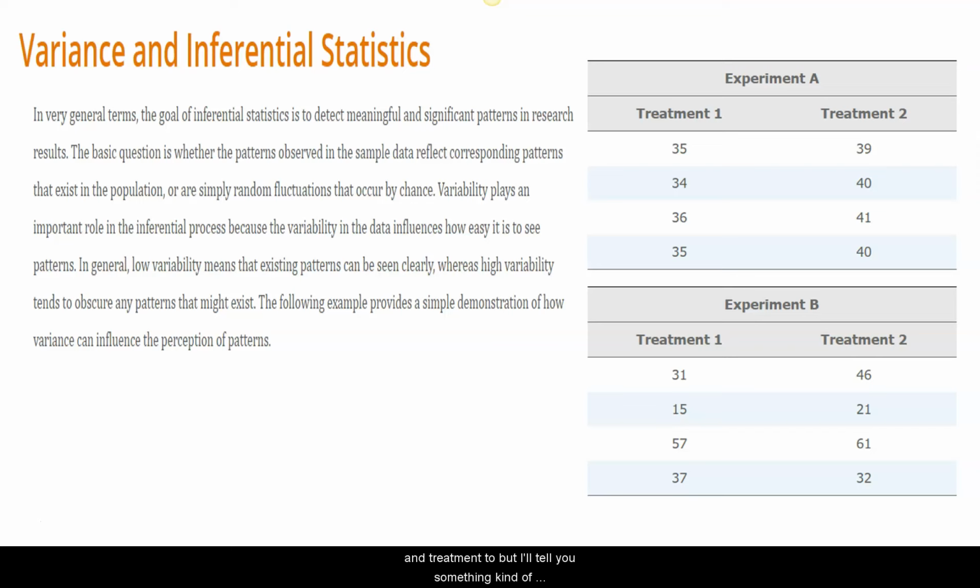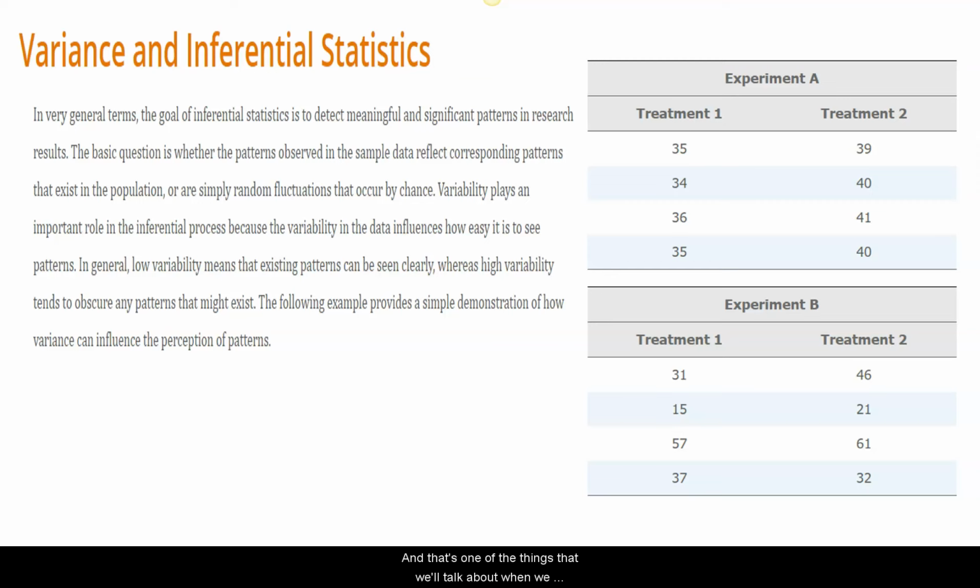But I'll tell you something kind of interesting. The means are the same. The treatment 1 mean is 35. The treatment 2 mean is 40. Doesn't it sort of lend itself to chance in experiment B? Doesn't it seem to be the case that the outcome of those two treatments, whatever it might have been, may more likely have been chance than up in treatment 1 and 2 in experiment A?